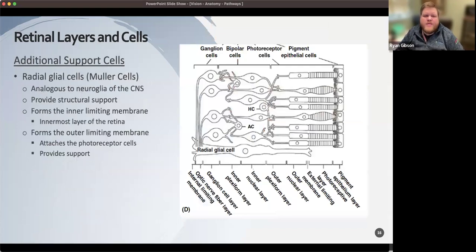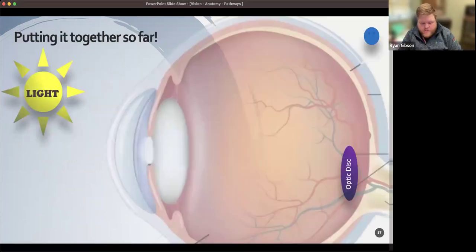Now, we have a couple other cells that are hanging out here in the retina. They're going to be neuroglia. They're going to provide support and structure to it. So just know that they kind of exist. And radial glial cells, i.e. Mueller cells, are all about extra structural support.